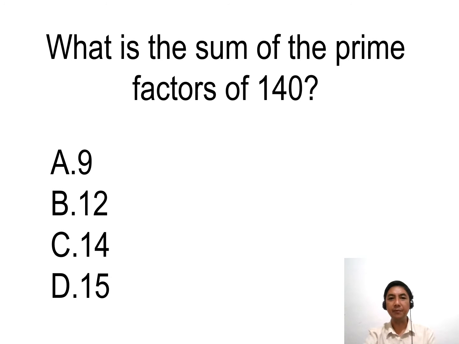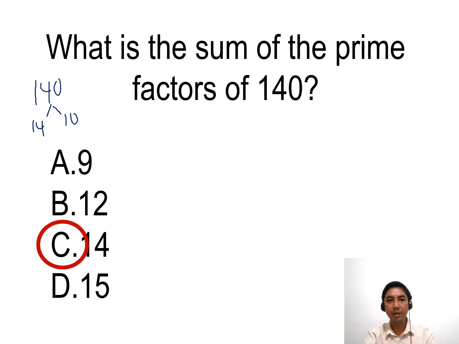The sum of the prime factors of 140: A, 9; B, 12; C, 14; letter D, 15. The correct answer is 14. So we need to get the prime factorization of 140. You can split 140 into 14 times 10. And 14 can be 2 times 7, and 2 and 7 are prime numbers.